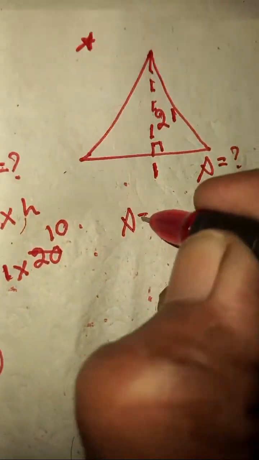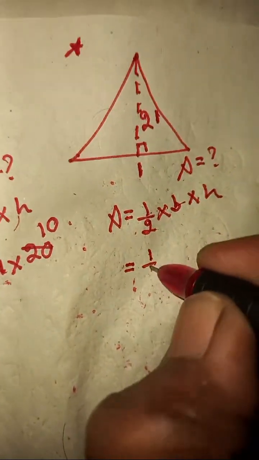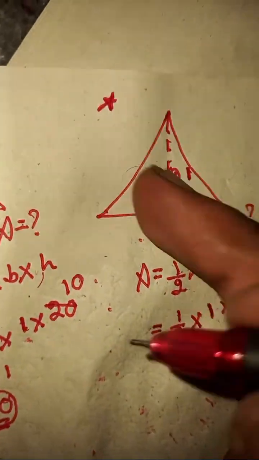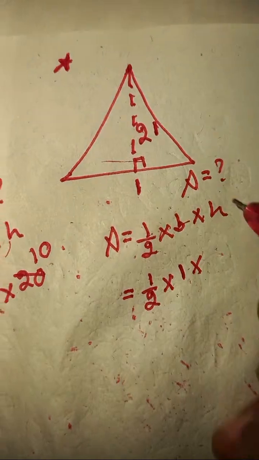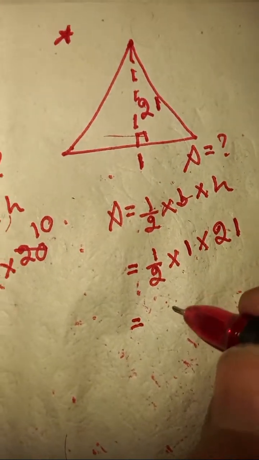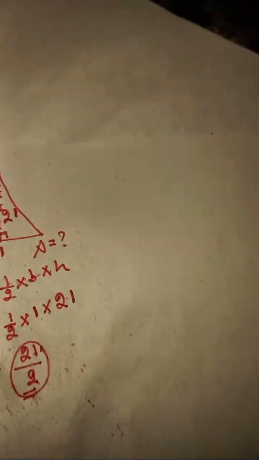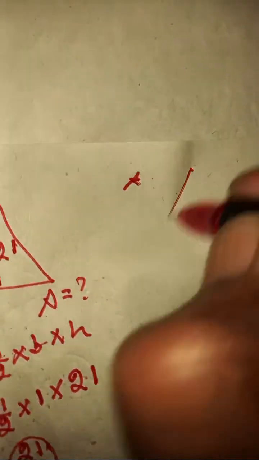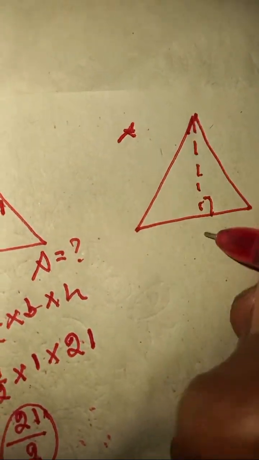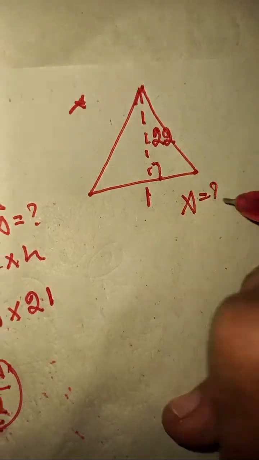Here, area is half times base times perpendicular height. That is half times this is the base, which is 1 units, times this is the perpendicular height, which is 21 units. You cannot divide 2 and 21, so 1 times 21 becomes 21 in denominator 2, which is 21 by 2 square units. Let's take one more triangle. In this triangle they have given the base length as 1 units, perpendicular height is 22 units. Find out what's the area.